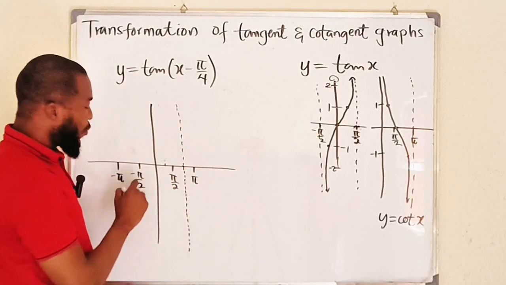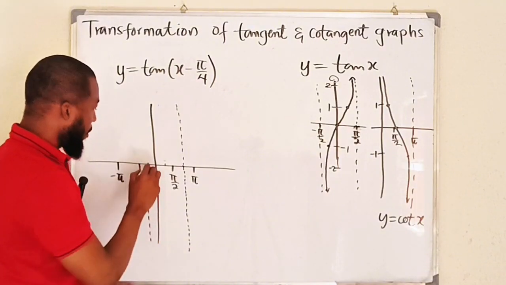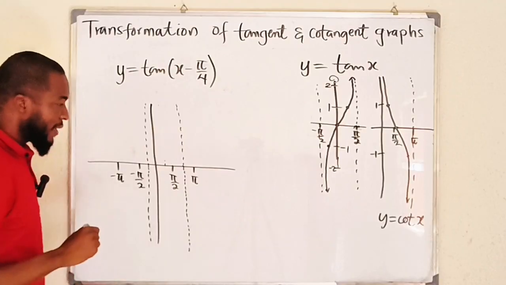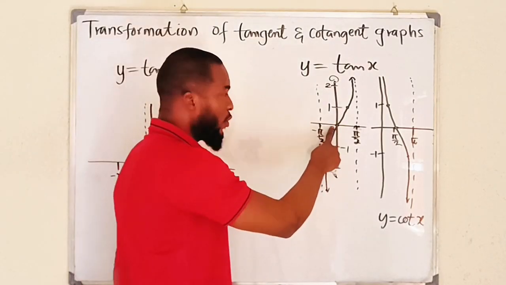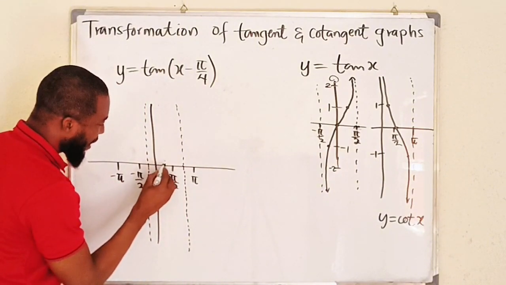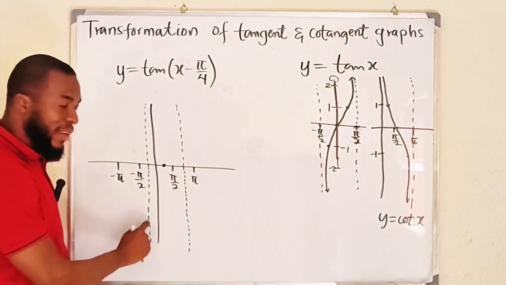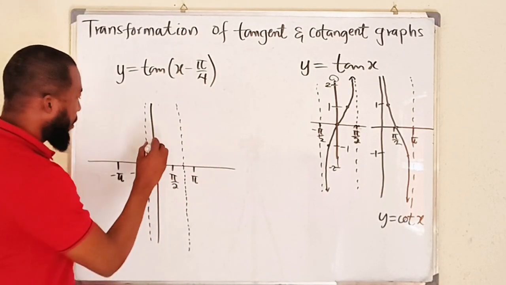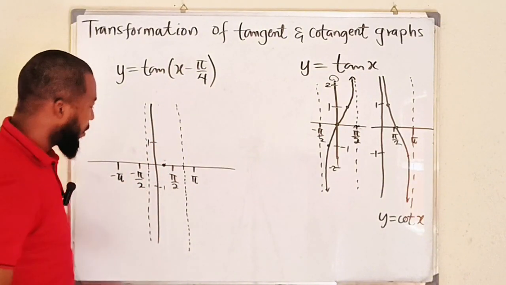Right? Even this one, it is going to be shifted here. Halfway, right? In between them. Then your origin will be shifted pi over 4 units. So it will be here. So you are going to construct the graph in between this vertical asymptote and this one. That is your first period. This is 1, this is -1.